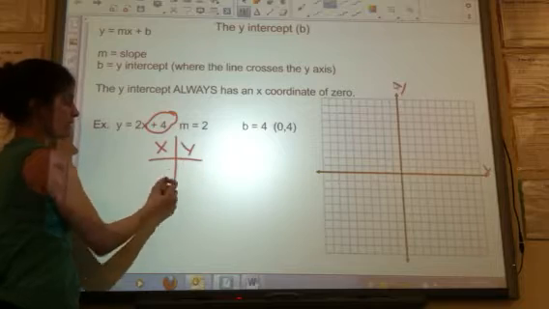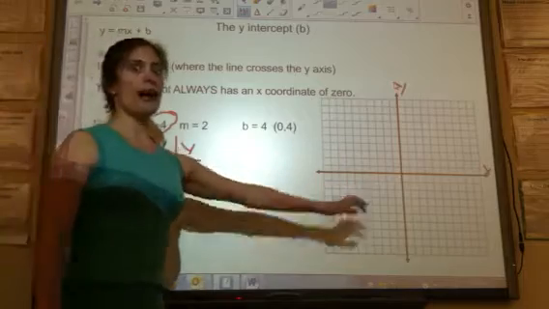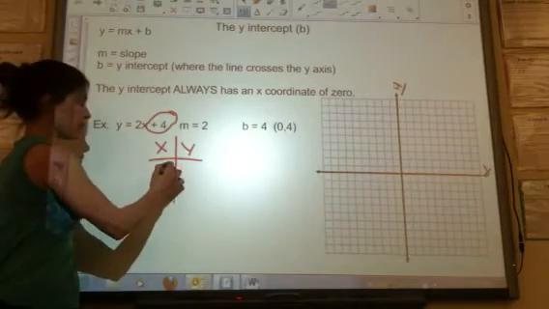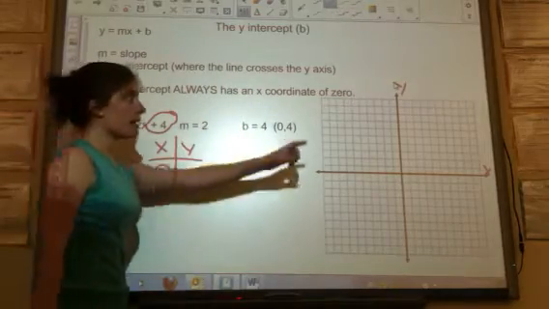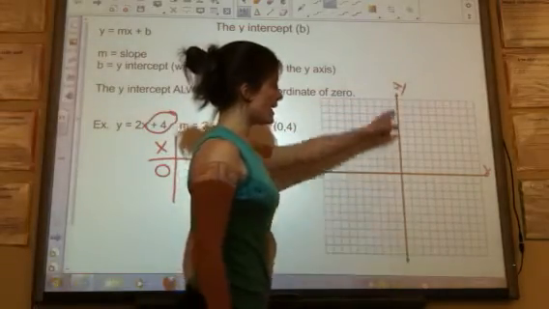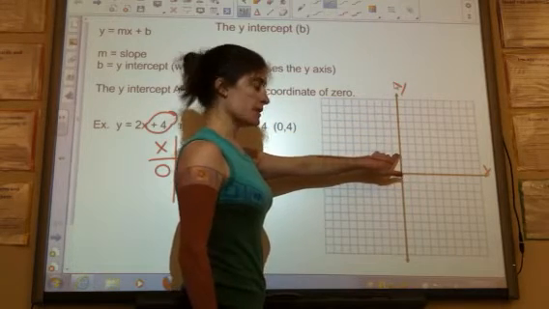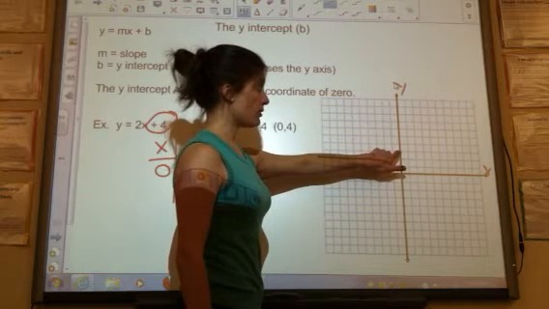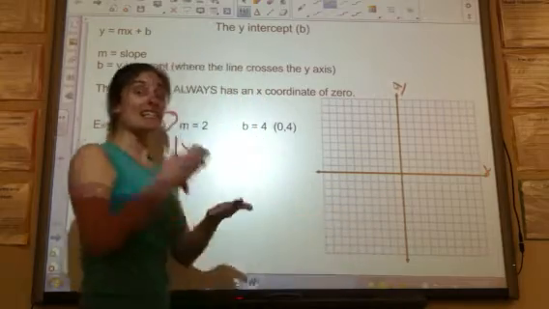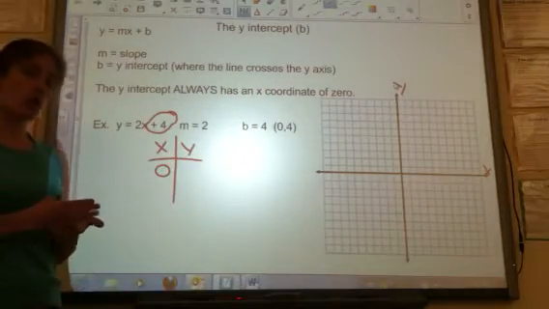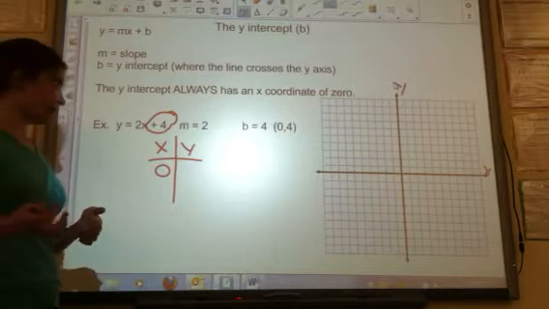If I were to tell you to graph this line, and you wanted to see the y-intercept on your graph, you would have to pick an x value of 0, because the y-intercept always has an x-coordinate of 0. Always. And that's because any point on the y-axis has an x value of 0. So here, (0, 2), (0, 3), (0, 4), (0, 0), (0, negative 4). The x value on the y-axis is always 0.